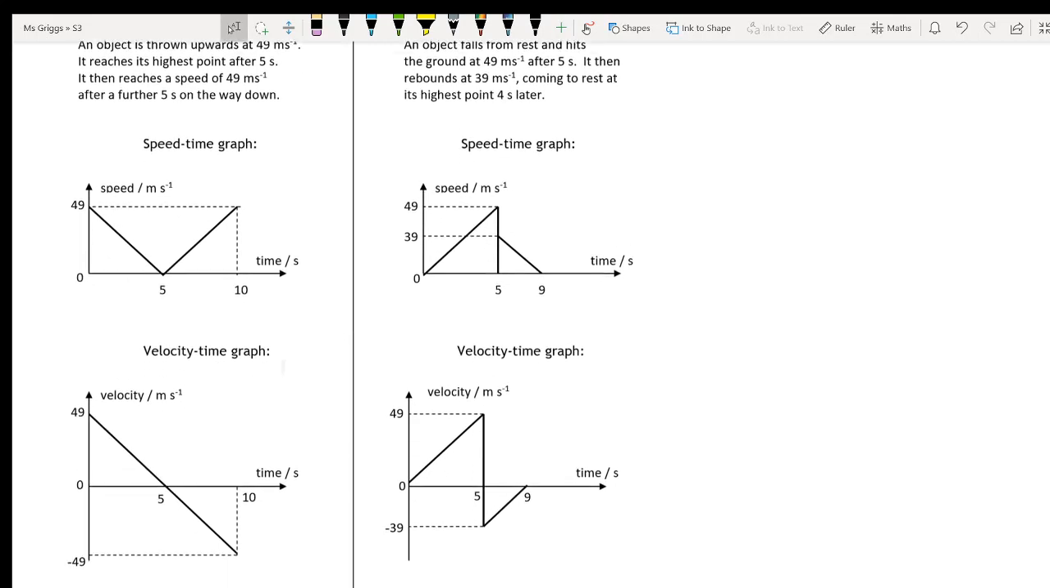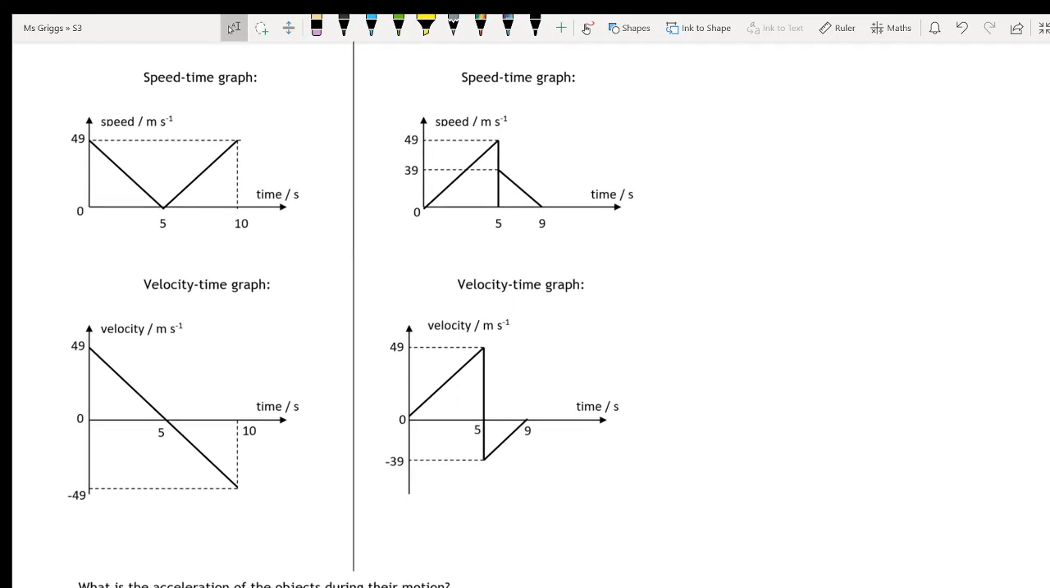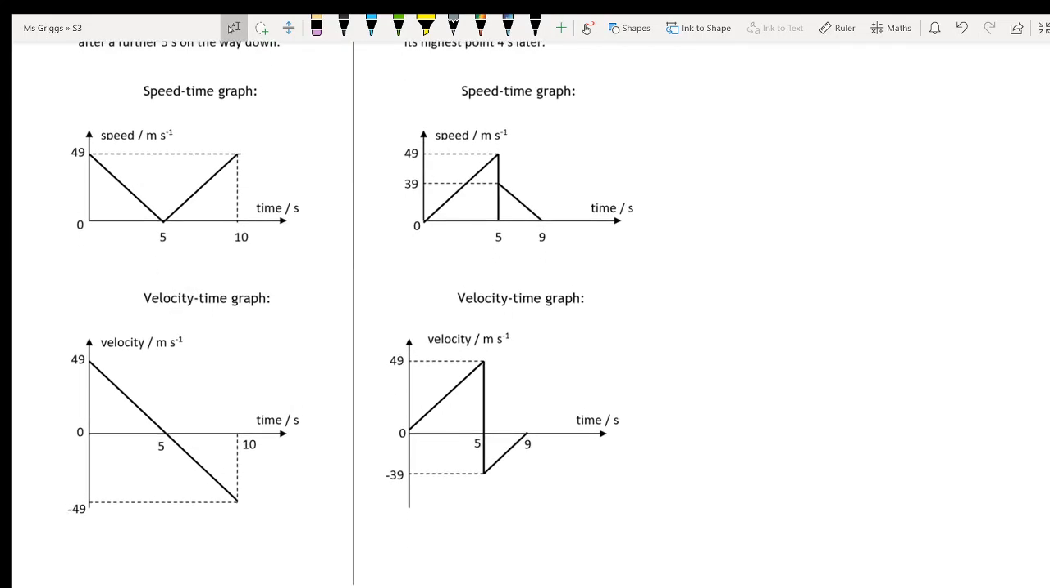A velocity time graph looks a bit different. So it's the same on one side. So it starts off at 49 meters per second, decreases its speed as it gets to the very top. The speed is 0. Then it increases its speed, but in the opposite direction. So it's still increasing speed, but it's getting more and more negative. It's getting bigger, but in a negative direction. So it's decreasing speed here, and increasing speed in the opposite direction.